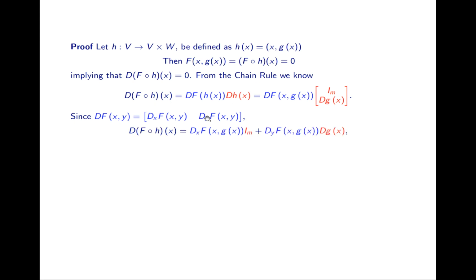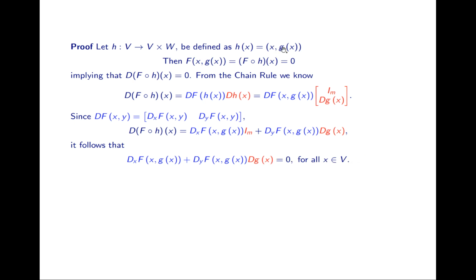So if I multiply this matrix times this matrix, I get this component times this component, plus this component times this component. Now remember that the derivative of this is 0, because this is 0. So, of course, the identity is just the identity. It doesn't change anything. So I get that this term here equals 0 for all x and v.